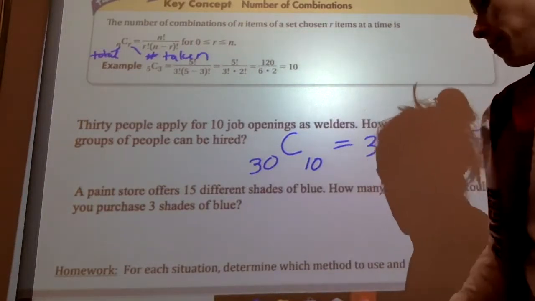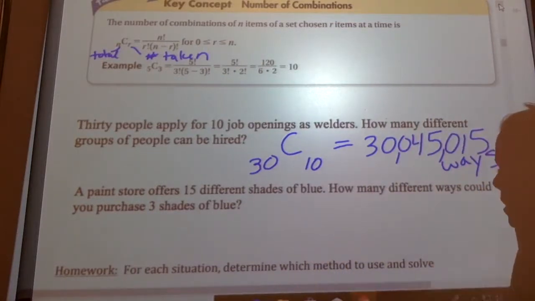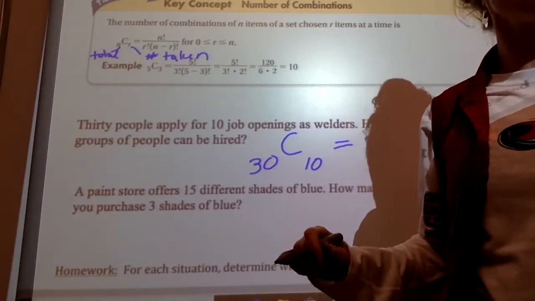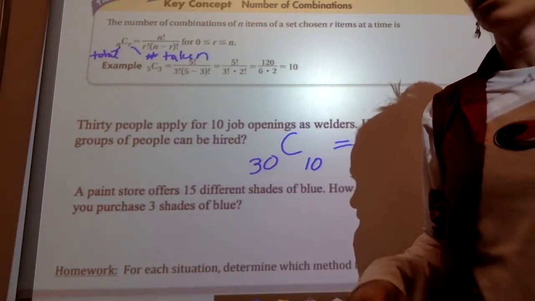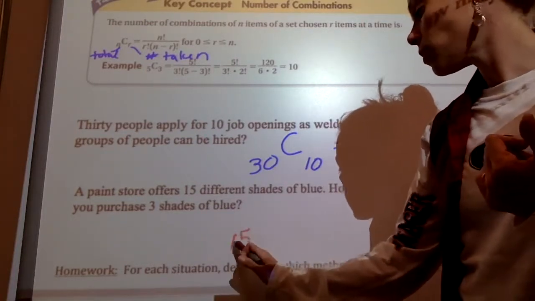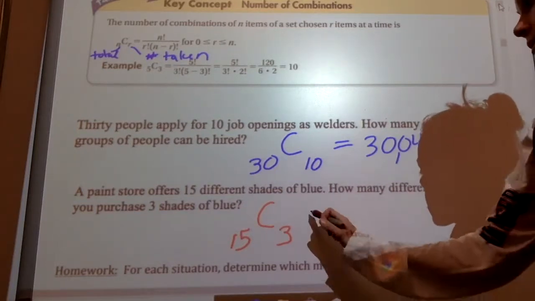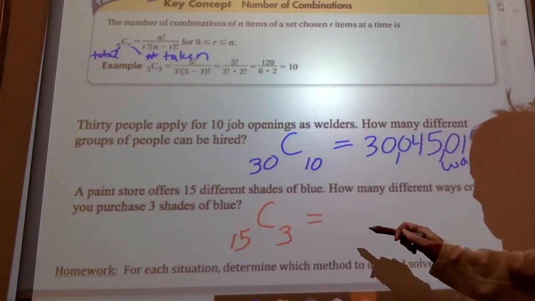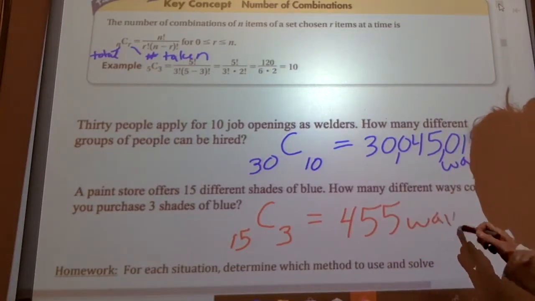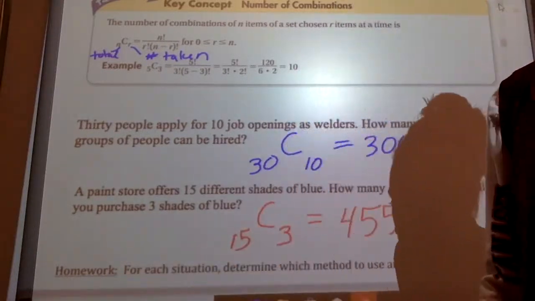A paint store offers 15 different shades of blue. How many different ways could you purchase 3 shades of blue? You're going to pick 3 different colors of blue. Does it matter which one you bought first? Nope, you're just picking those 3 and you're going to paint with them. So I have 15 total paints. I'm choosing 3 of them to paint with. How many is that? 455 ways.